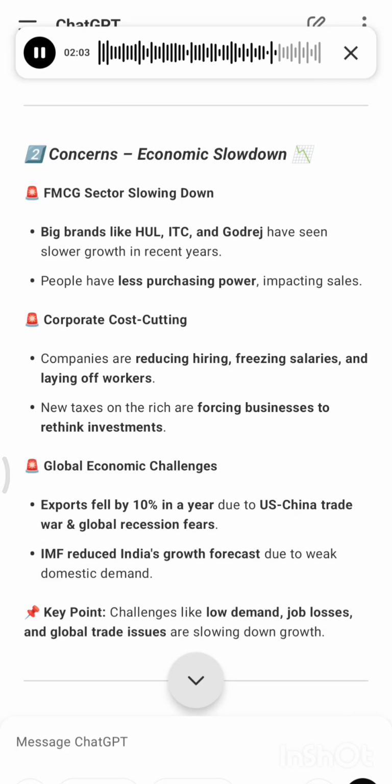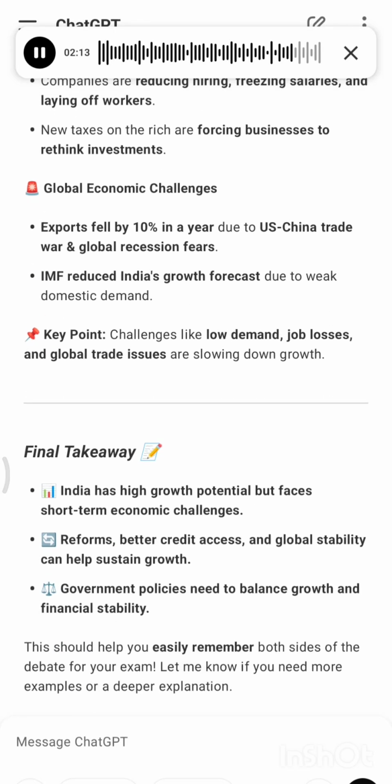Key point: challenges like low demand, job losses, and global trade issues are slowing down growth. Final takeaway: India has high growth potential but faces short-term economic challenges. Reforms, better credit access, and global stability can help sustain growth. Government policies need to balance growth and financial stability.